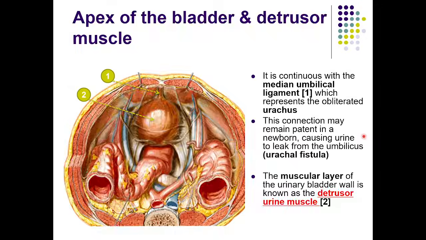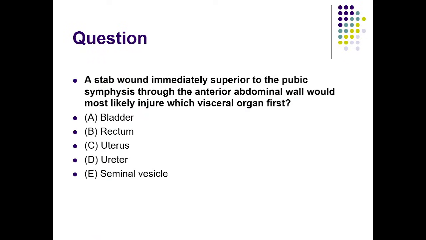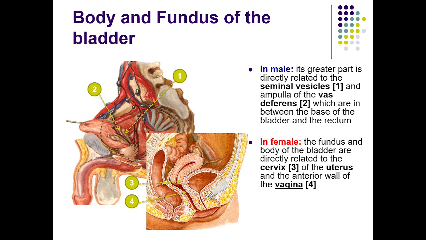All right. Question for you guys. A stab wound, what does it mean, stab wound? With a knife penetrating the body. A stab wound immediately superior to the pubic symphysis through the anterior abdominal wall would most likely injure which internal organ? Bladder. Correct. No, that's wrong. Bladder is the correct answer. Something wrong with this presentation. Anyway, the ureter has nothing to do with that. Bladder is the correct answer. I'll fix that. It's a technical mistake.